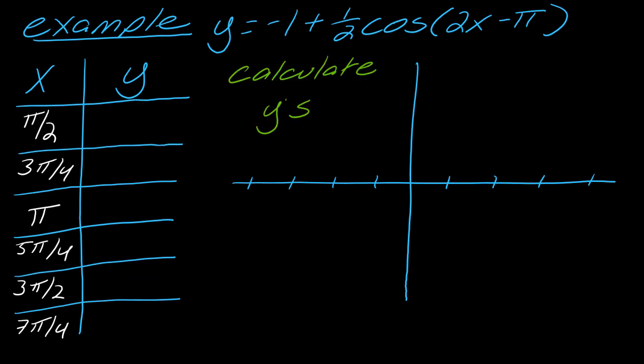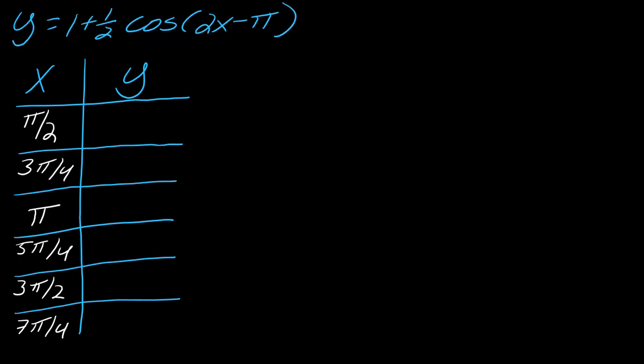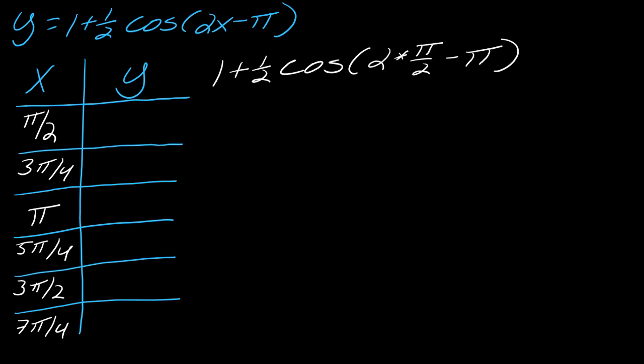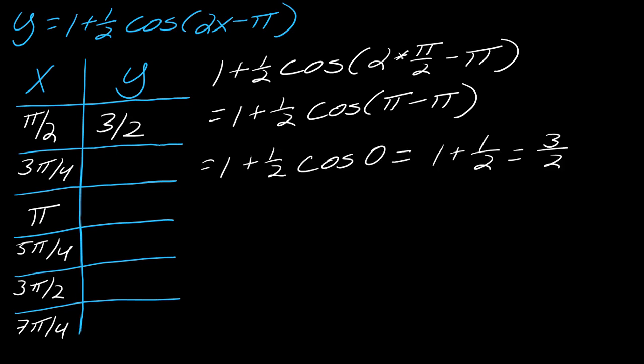Okay, so let's see. We're going to calculate the y's. I'll just show you my work. If I plug in pi over 2, this will all simplify to 1 plus 1/2 times cosine of pi over pi. So that's 1 plus 1/2 cosine of 0. So this will come out to 1 plus 1/2, which equals 3/2. I've got all my work there if you want to pause and review that.